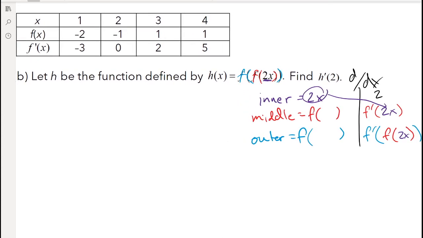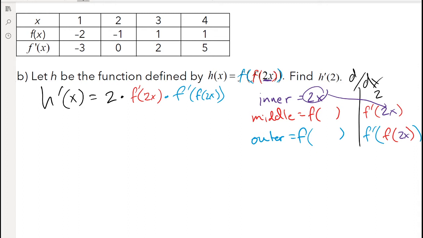So, when I look for h prime of 2, actually, let's do it for x first just so I can show you how we write this out. It's just the multiplication of each of those derivatives. So it's going to be equal to the derivative of the inside, which is 2, times the derivative of the middle function, which is f prime of 2x, times the derivative of the outermost function, which is again f prime, but f prime of f of 2x.